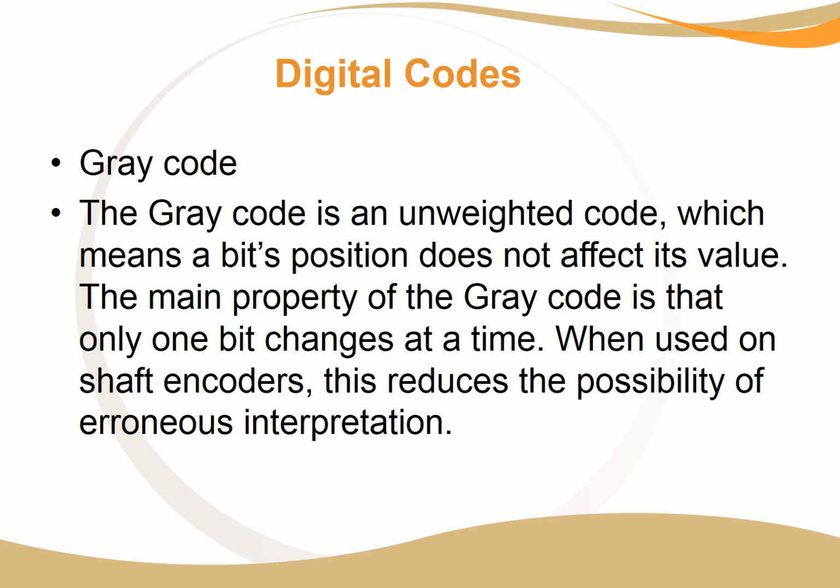So gray code. And gray code is an unweighted code, which means a bit's position does not necessarily affect its value. The main property of the gray code is that only one bit changes at a time. We use this in shaft encoders, which reduces the possibility of erroneous interpretation. I'll explain that a little bit better later on.